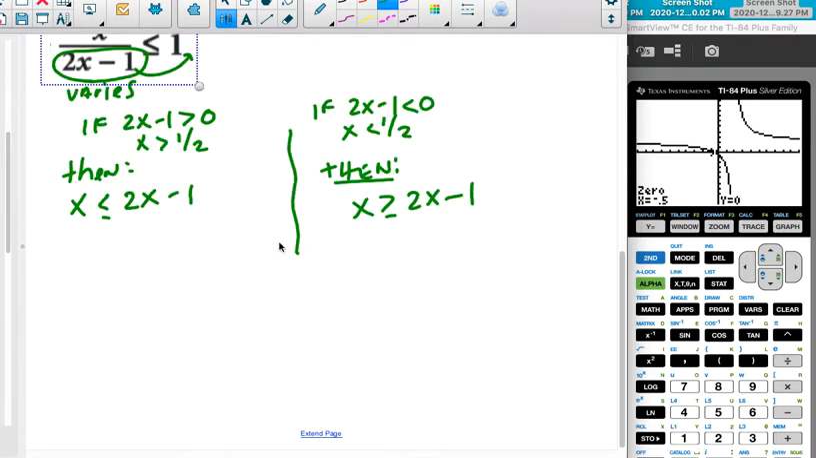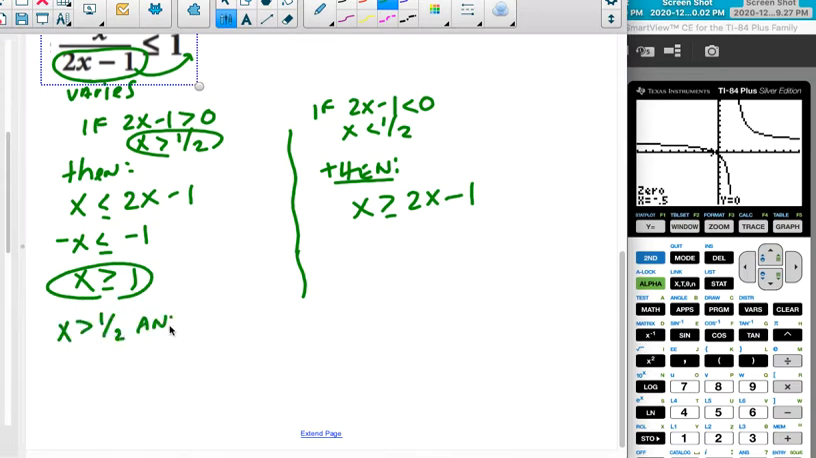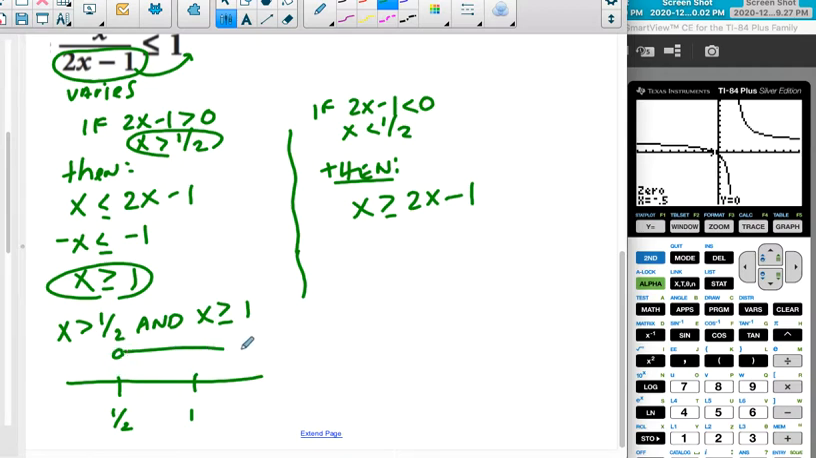So what's going to happen is I'm going to end up with two scenarios. So if I move this over to solve, I get negative x is less than or equal to -1, x is greater than or equal to 1. So these two things have to be true together. So if x is greater than 1/2 and at the same time x is greater than or equal to 1, well, if we look at that on a number line, here's 1/2, here's 1. Since they both have to be true, right, because this statement can only happen if this were true, then my answer ends up being this chunk.